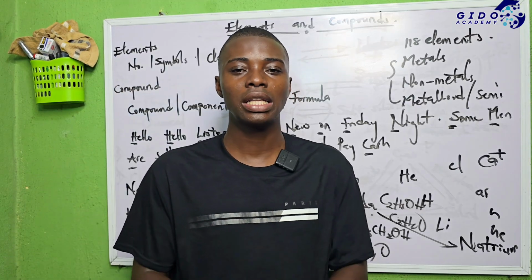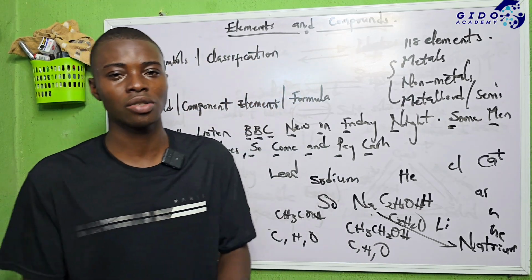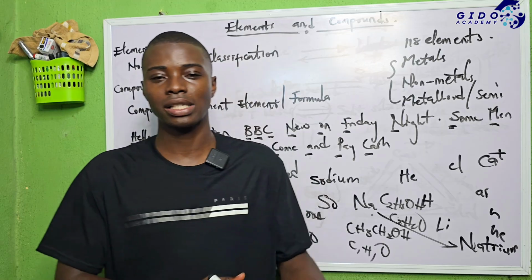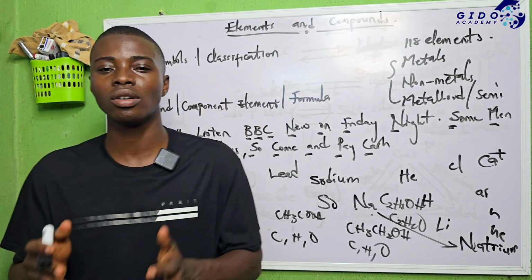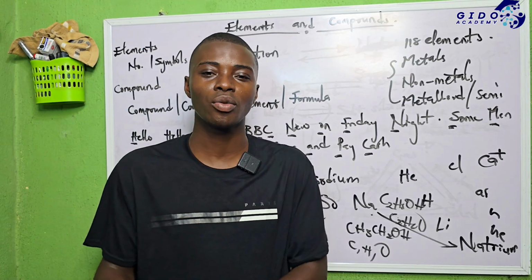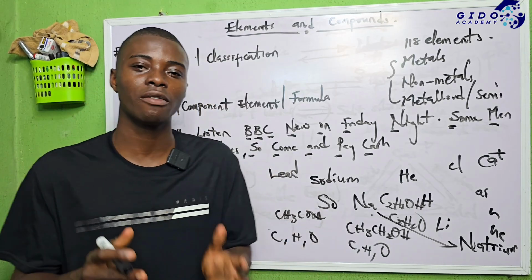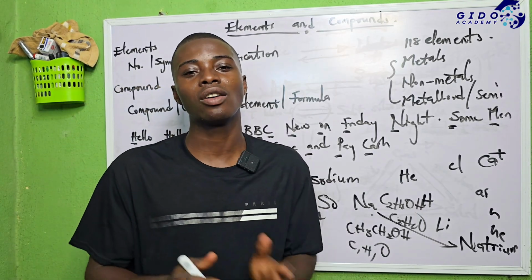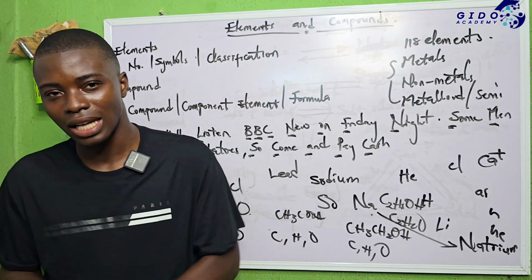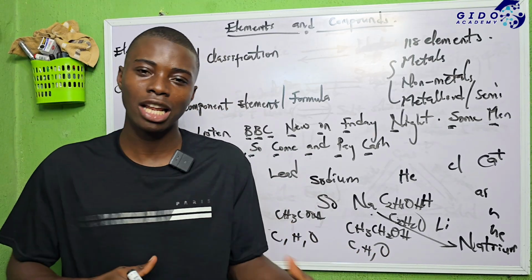Hydrogen, helium, lithium, beryllium, boron, carbon, nitrogen, oxygen, fluorine, neon, that's 10. Sodium, magnesium, aluminium, silicon, phosphorus, sulfur, chlorine, argon, potassium, calcium, that's 20. Scandium, titanium, vanadium, chromium, manganese, iron, cobalt, nickel, copper, zinc, that's 30, before you enter gallium and germanium and the rest.